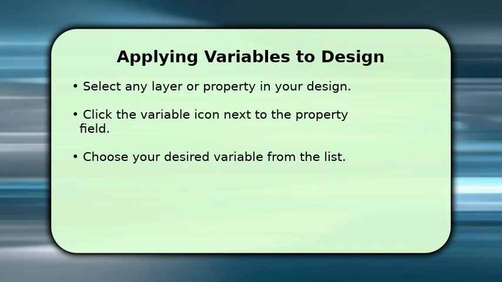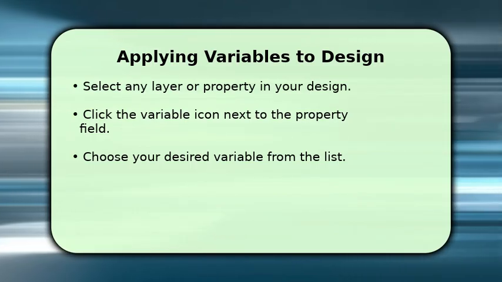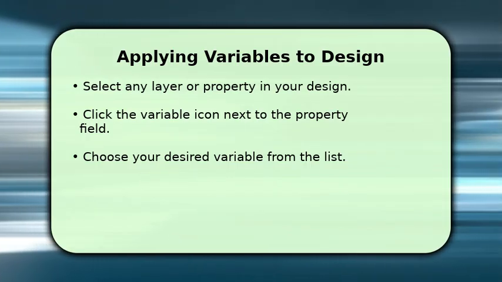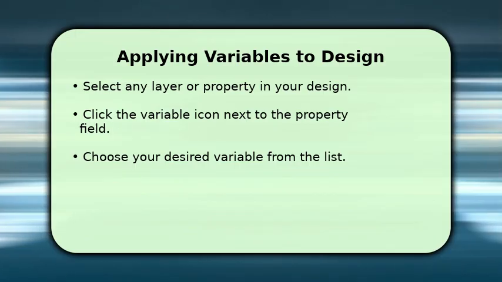Once your variables are set up, applying them to your design is straightforward. Simply select the layer or specific property you wish to link, like a fill color or text size. Then, look for the small variable icon, often a 4-dot square, next to the property field in the Design panel. Click this icon, and a list of your defined variables will appear. Select the appropriate variable to instantly apply its value.